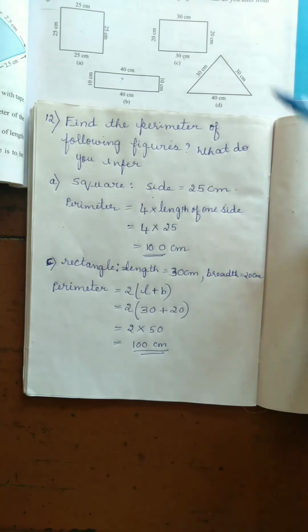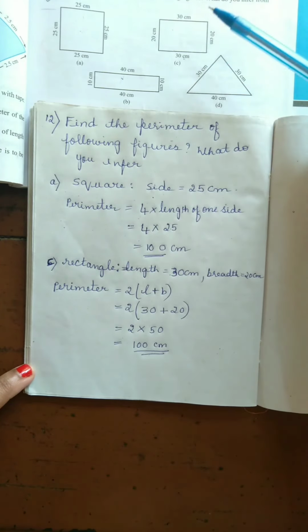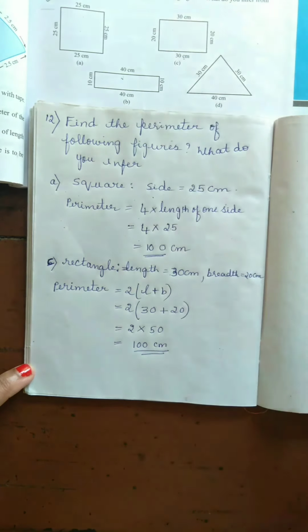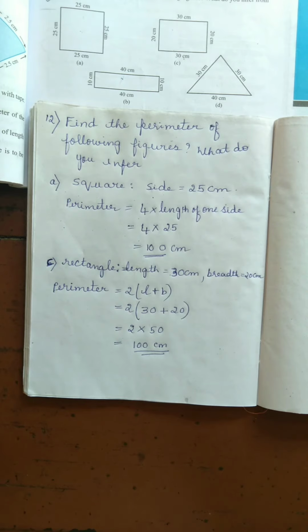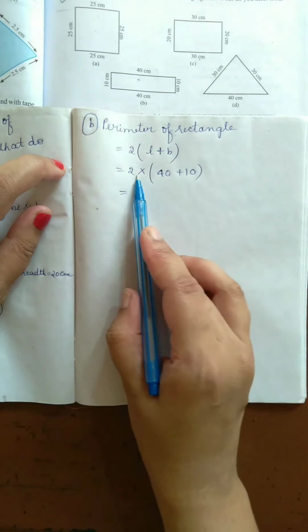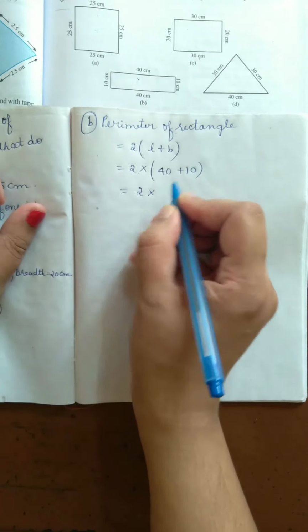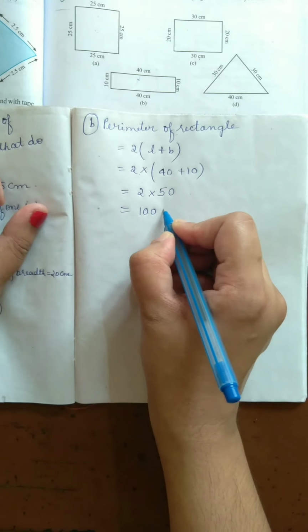So, children, this is the C problem, what I have solved now. For the C problem, a rectangle is given. So, the perimeter of the rectangle is equal to 100 centimeter. Now, we shall move on to the B problem. It was C solved. Now, it is B problem. Again, it is a rectangle of length equal to 40 centimeter, breadth value is equal to 10 centimeter. Therefore, for the B problem, children, we have 2 into length value is 40, breadth value is 10. Therefore, 2 into 40 plus 10, it will be 50. So, 2 into 50, it will be 100 centimeter.